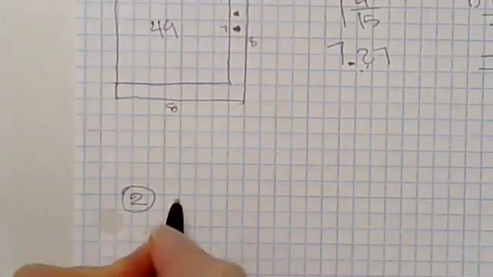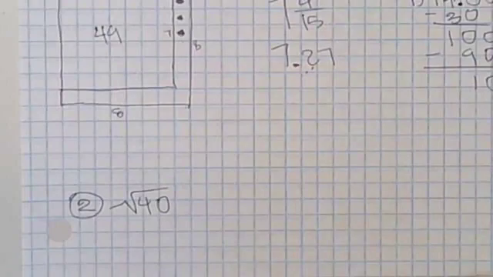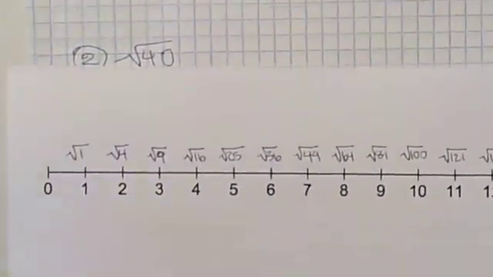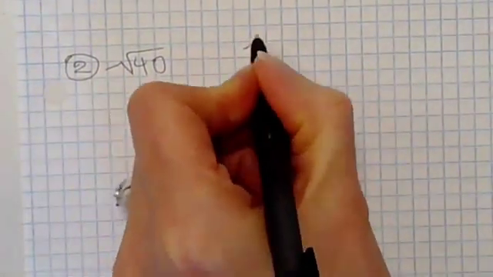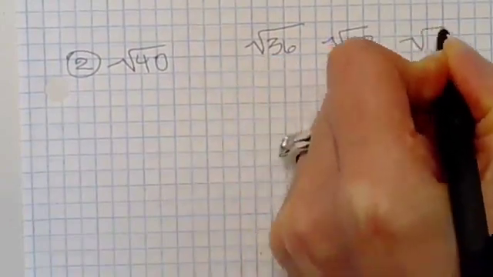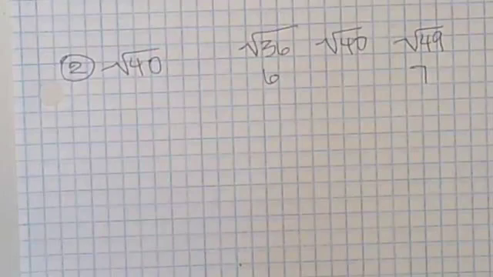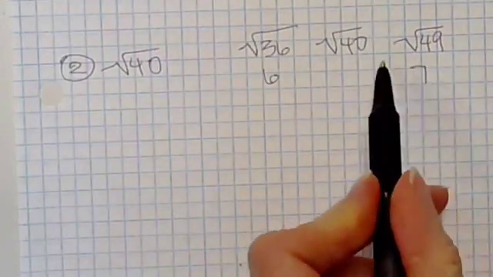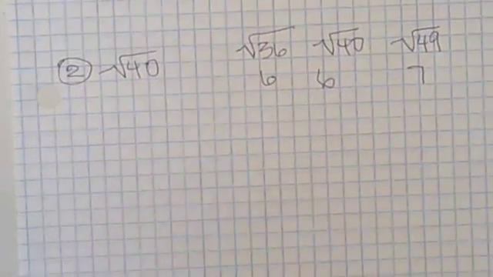Let's do the square root of 40. So looking at my number line, the square root of 40 is between the square root of 36 and the square root of 49. So I know it is between 6 and 7. And I also know that it's not quite 7 because it's still less than the square root of 49. So I know my whole number is going to be 6.